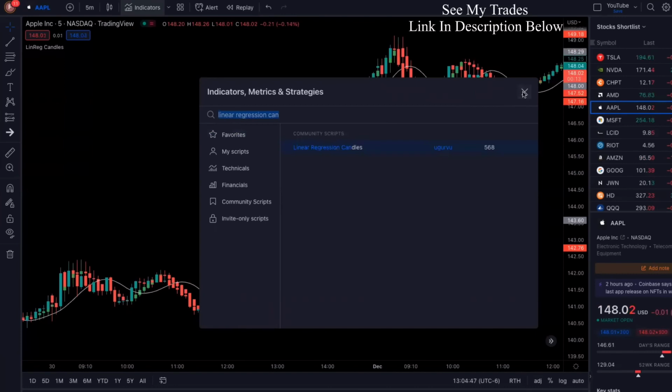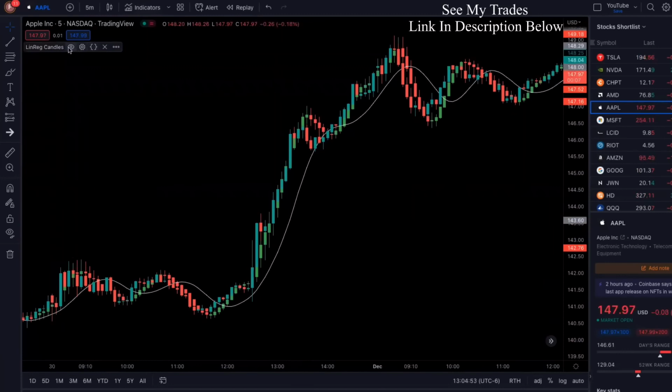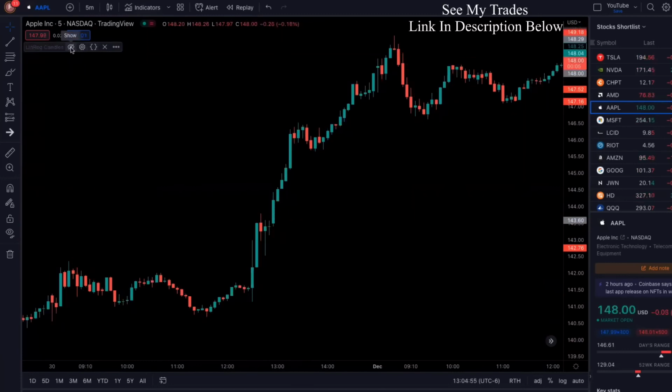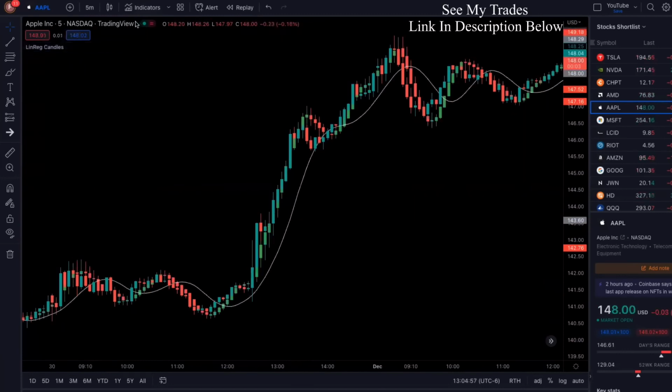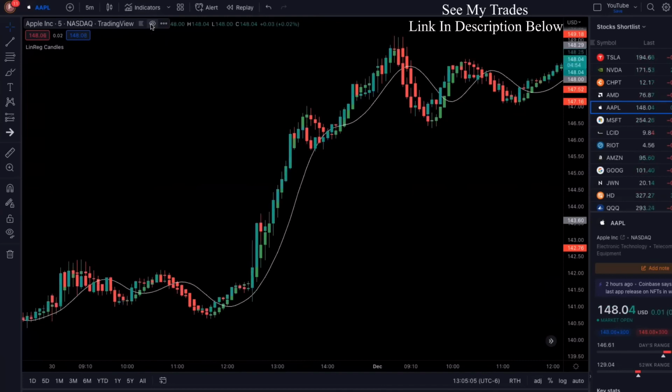We're going to make some changes. So what this does is it smooths the price action. As you can see, if I took this away, this is what the regular candles look like. And this is what the chart looks like with the linear regression candles. Pretty neat, right? So now let's go ahead and change the settings on this.